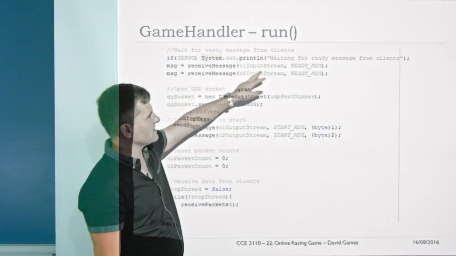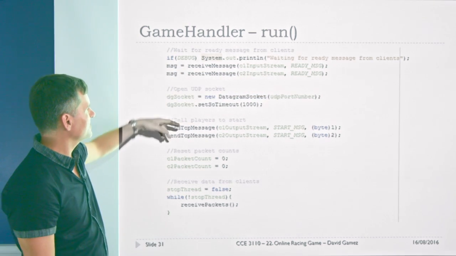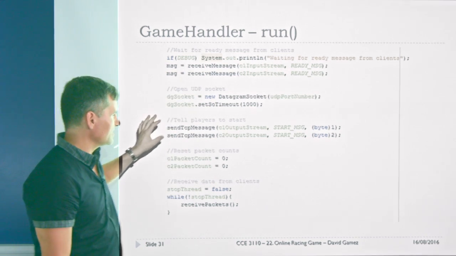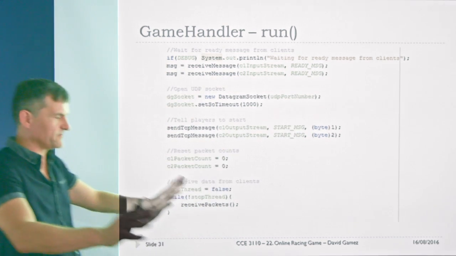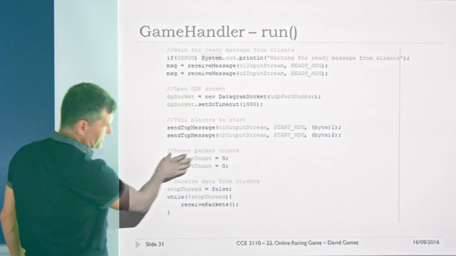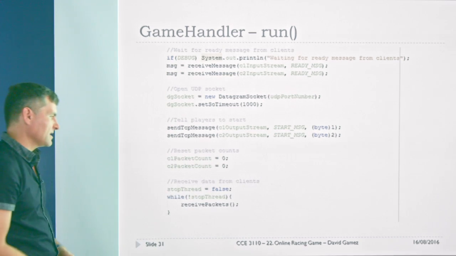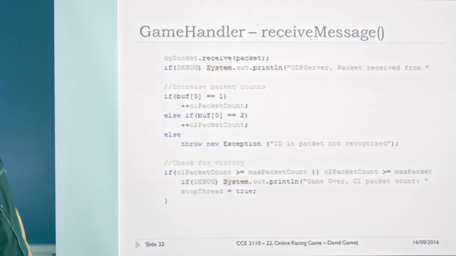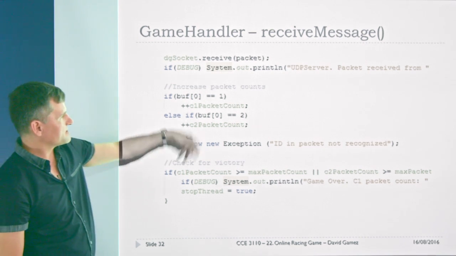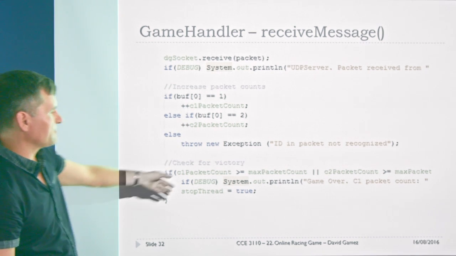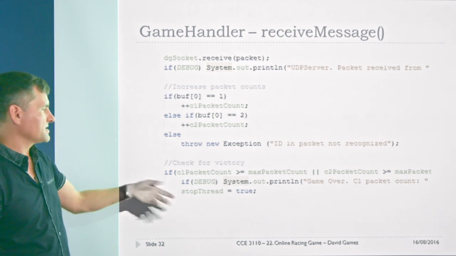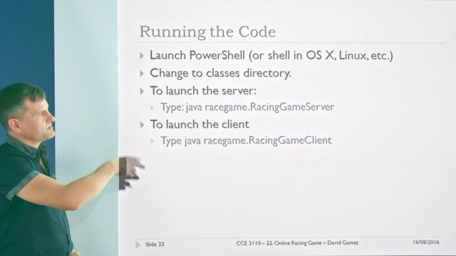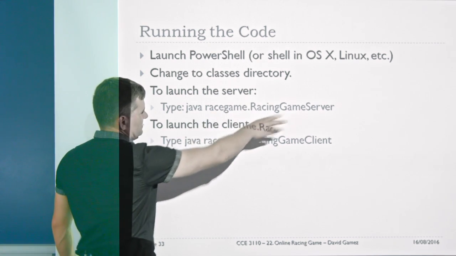and waits for the ready message from the clients. So both clients tell it that they're ready. Then it opens and sets up the datagram socket, the UDP connection. Then it sends a message to both clients saying, off you go, start. It initializes packet counts for each of the clients. And then it receives the packets and updates the packet counts. And once one of the packet counts exceeds the threshold, it stops the thread and sends the result to the users.